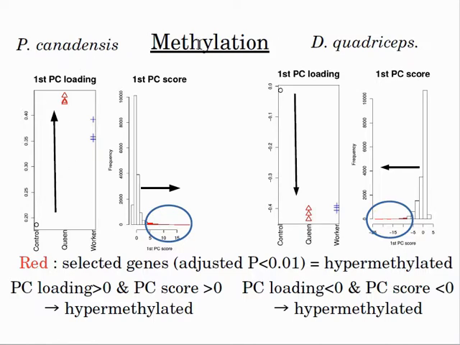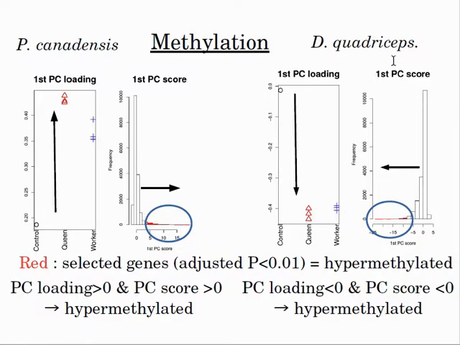And this is an example of methylation. For bees, we can find the first PC loadings, which attribute to the samples, exhibit the distinction between controls and queens and workers. And here we can draw the histogram of the distribution of the PC scores which attribute to the genes. And here the red part away from the origin is selected, because this is a completely different distribution from the others.